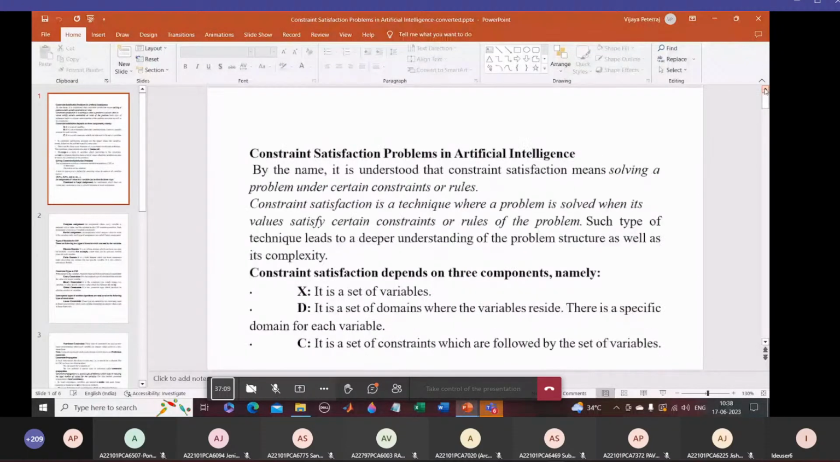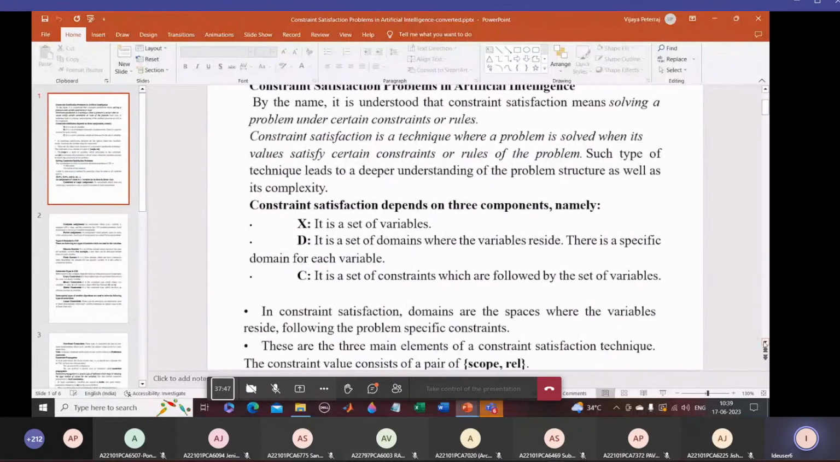Yes, ma'am. Okay, ma'am. So now we are going to look into this constraint satisfaction problem. All these are related to your artificial intelligence. Constraints are some conditions, some rules or limitations. Problems in artificial intelligence that must satisfy them are called constraint satisfaction problems. It's a technique where a problem is solved when its values satisfy certain constraints or rules of the problem. Such a technique leads to deeper understanding of the problem. It depends on three components: X, a set of variables, D, a set of domains, and a set of constraints. So X is a set of variables, D means set of domains.